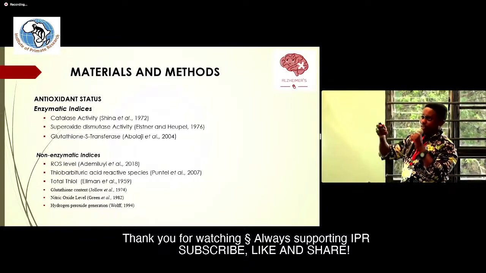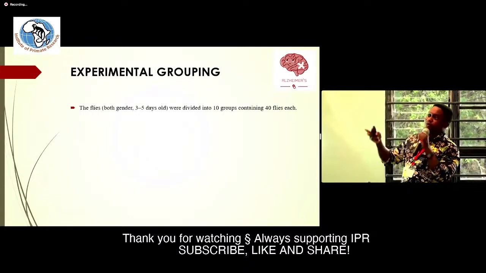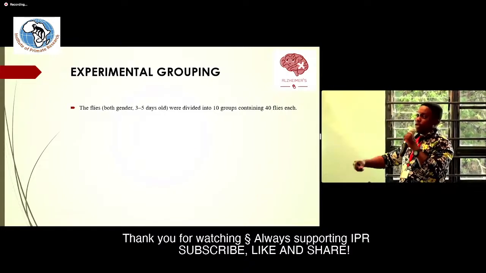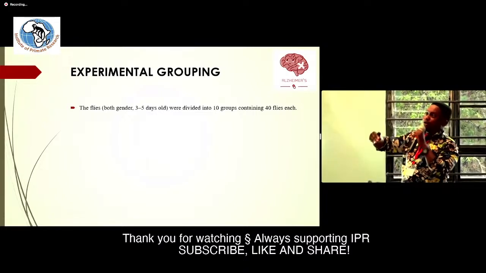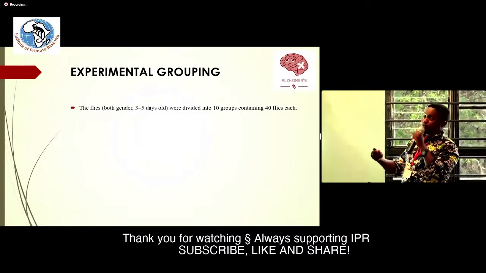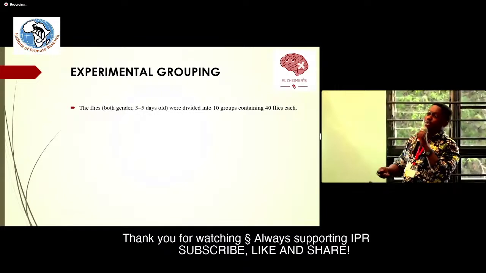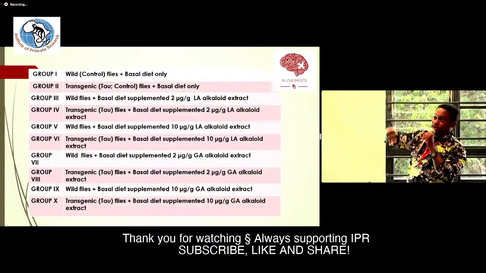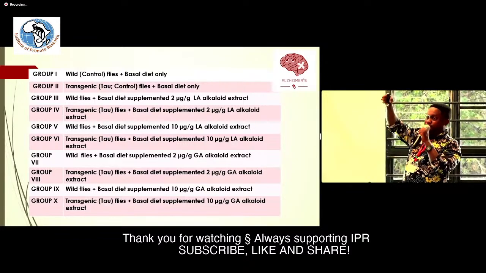The likes of catalase, superoxide dismutase activity, and glutathione. So the experimental grouping was such that we had 10 groups altogether that had 5 subgroups. Each of these 5 subgroups was made up of 40 flies of both genders, between the ages of 3 to 5 days. So, like I said, we have 10 groups altogether, as shown in the slide above.